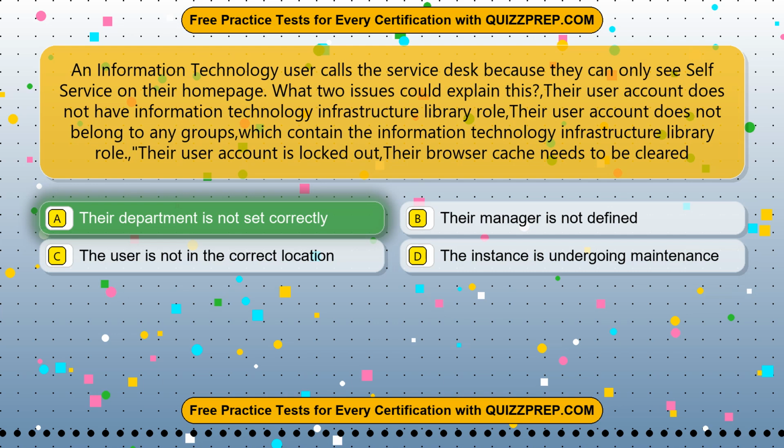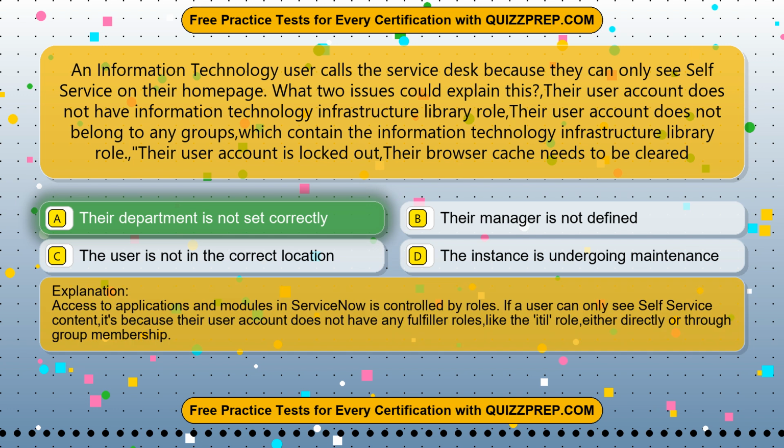The correct answer is option A. Their department is not set correctly. Access to applications and modules in ServiceNow is controlled by roles. If a user can only see self-service content, it's because their user account does not have any fulfiller roles, like the ITIL role, either directly or through group membership.